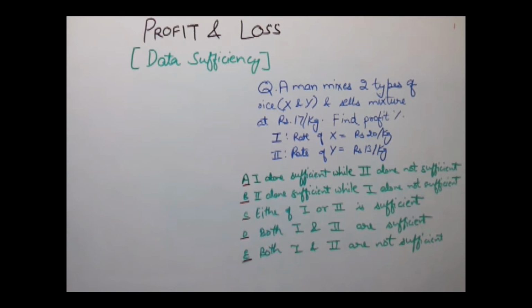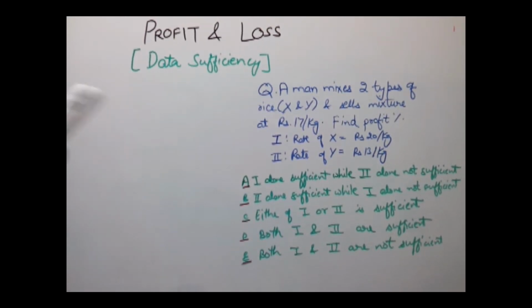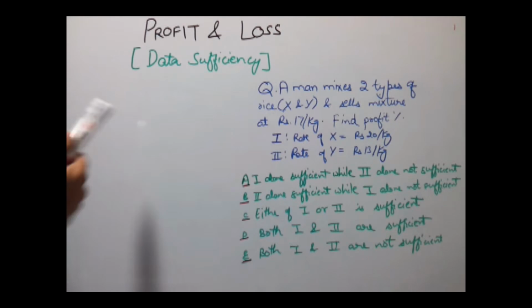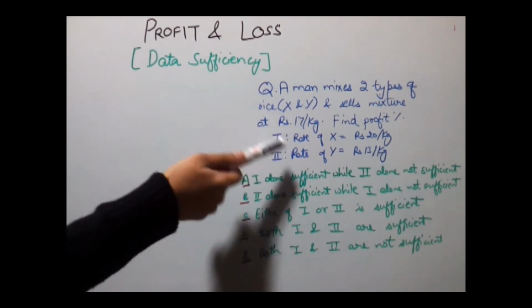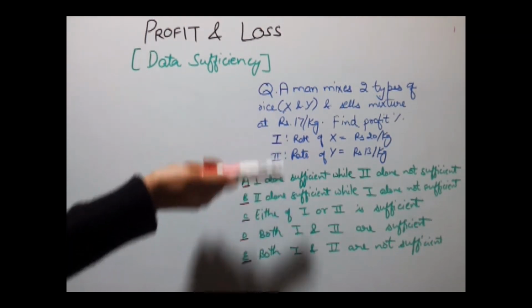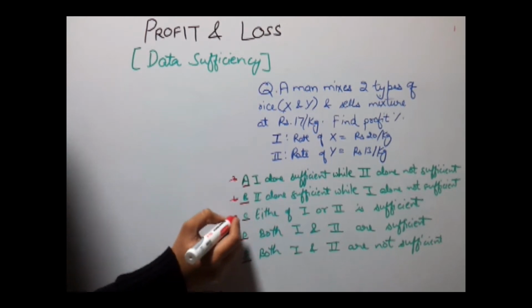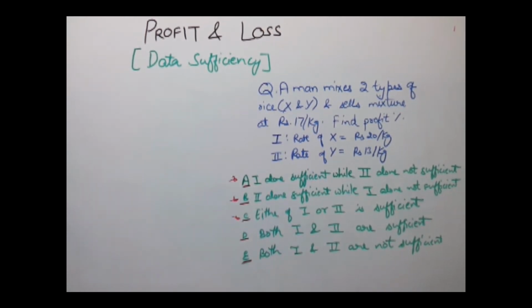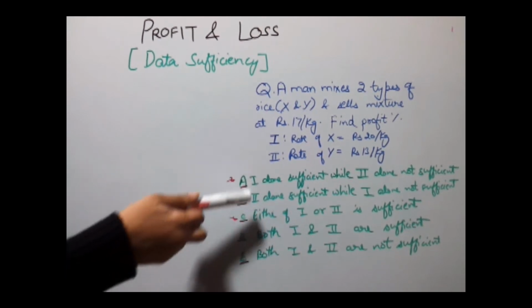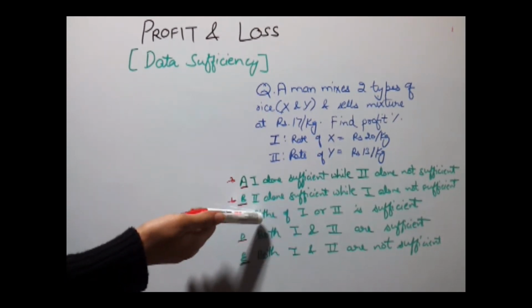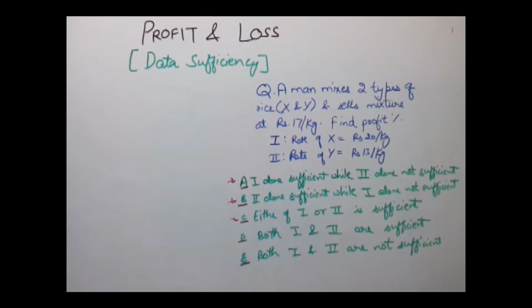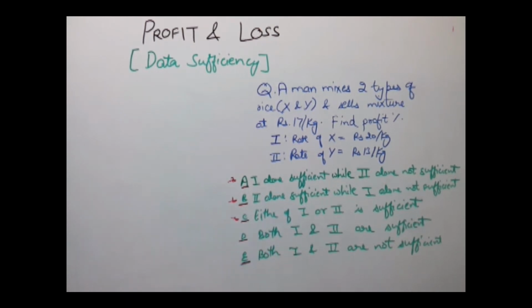Now in this question we need to find out the profit percentage, and as the man mixes the two types of rice, it is not possible for us to get the answer from any one of the statements, either the first statement or the second statement. Thus our first three options A, B and C are eliminated because they say that only one is sufficient, or second is sufficient, or either of them is sufficient. Now we are left with only two options, that is both 1 and 2 are sufficient, and both 1 and 2 are not sufficient.